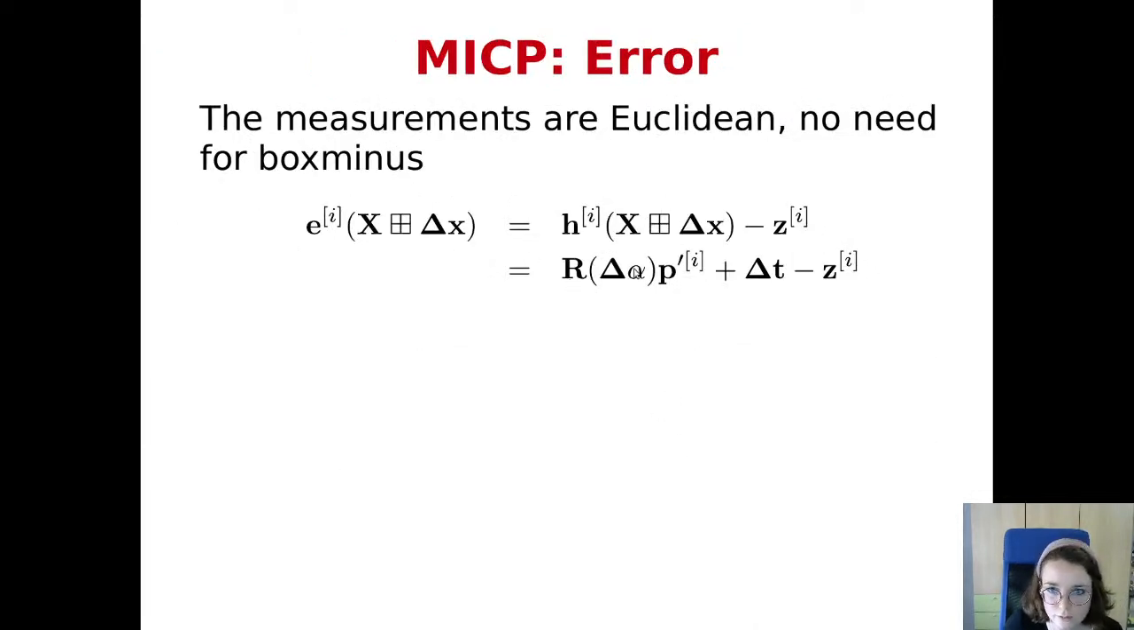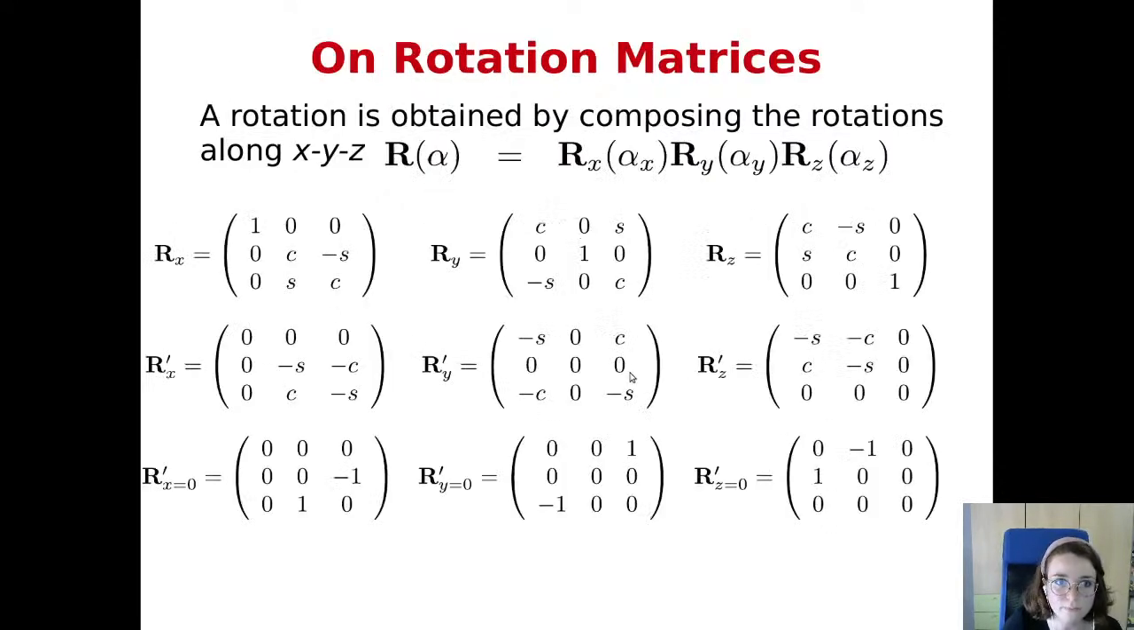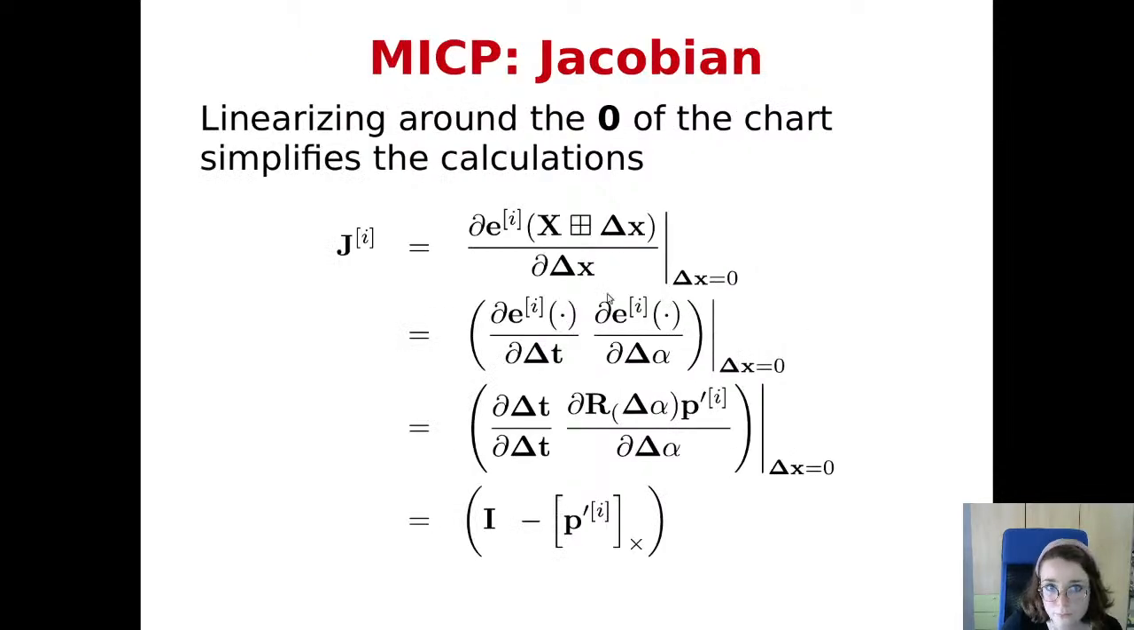Here we see the error function, where, the measurements being Euclidean, the box minus is a simple minus. Here we have the expression of the rotation matrix that is obtained by composing the rotations along the roll, pitch and yaw axes. You have already seen both the first and the second line, which is the derivative of the first one. Then the line at the bottom of the slide is just the derivative of each of these rotation matrices computed in 0. And it will be used in the following slide, where we have the expression of the Jacobian.